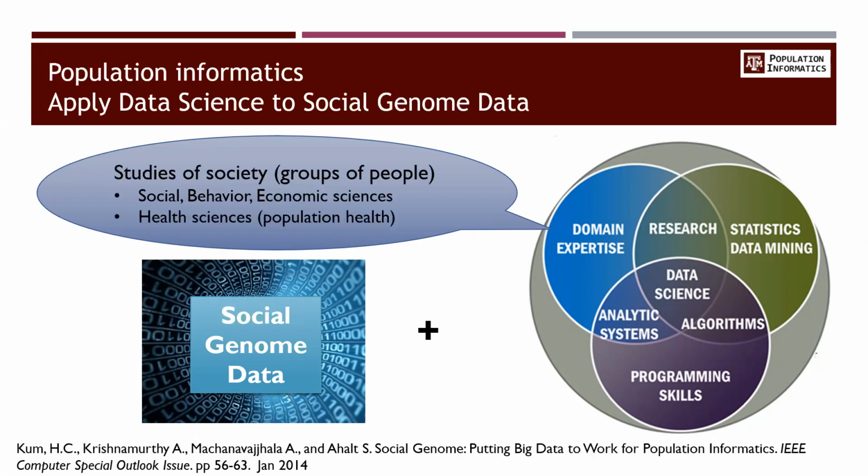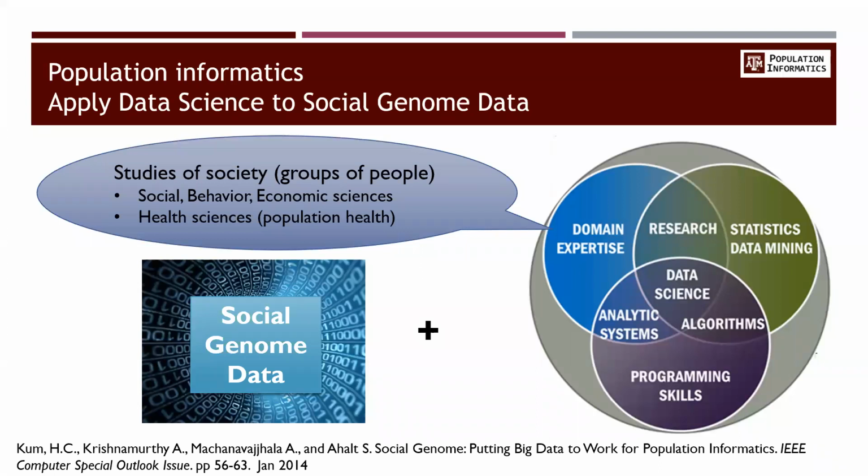So I work in the field of population informatics, which is something that I coined as a term, where the domain science is now social science. I study groups of people, societies, which cover fields in social sciences and public health. And so the data that I use, I call that the social genome data, which is the digital traces out there about all of us. And so that's kind of what I do for data science.